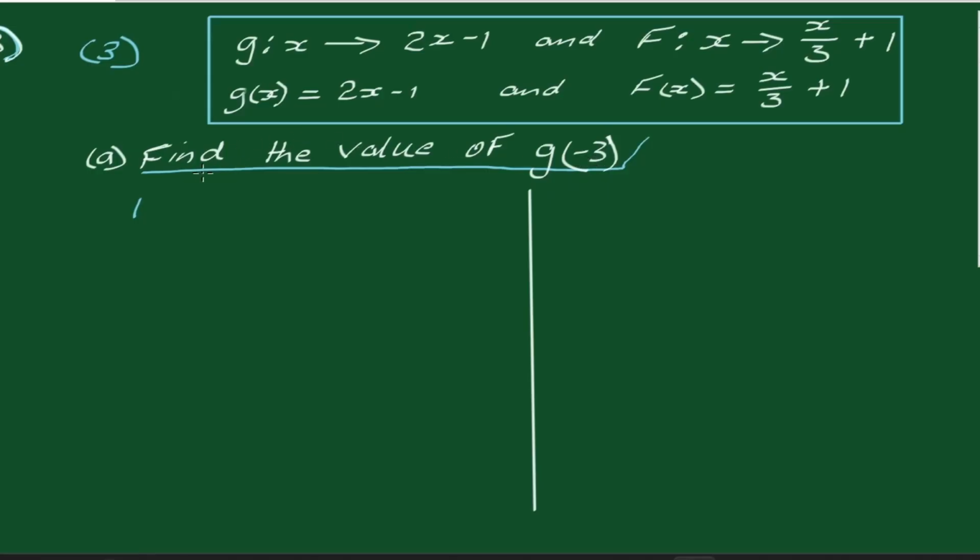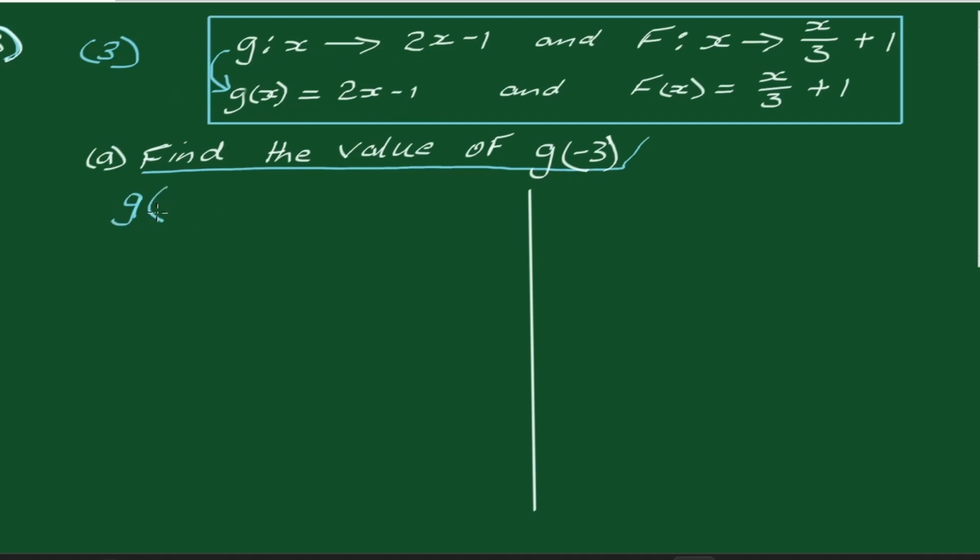So looking at question 1, we are asked to find the value of g(-3). Now we were given the function as g is such that x maps onto 2x minus 1. So what we're going to do, we're going to convert it to the equation form. So from this notation, we're going to put it in the equation notation, and we're going to work with it like that.